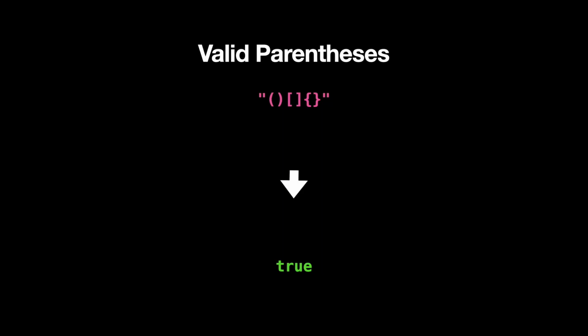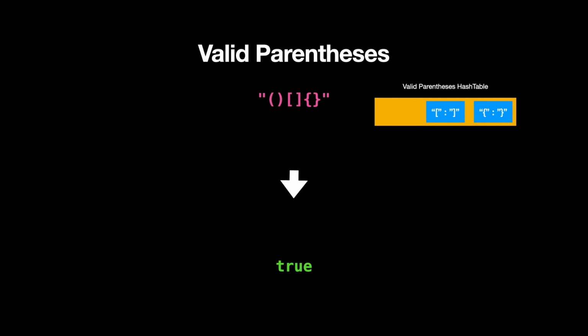How do we do it? This is very simple. We do it using a stack, right? So we have this parenthesis, and the result of this is of course true. How do we reach it? We will have a valid parenthesis hash table first of all, and this hash table will be a dictionary of key and value. The key would be the parenthesis.